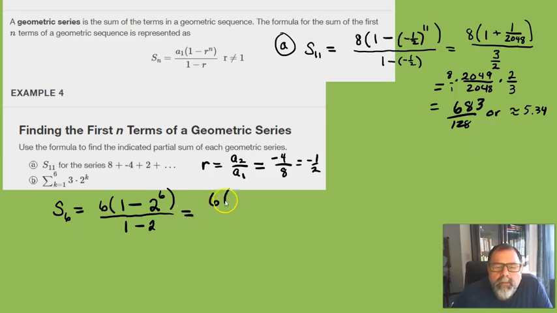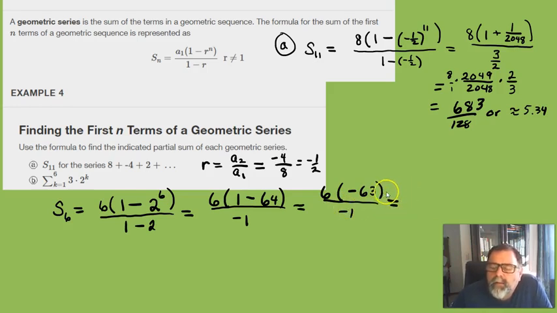So we get 6, 1 minus, let's see, 2, 4, 8, 16, 32, 64. 1 minus 2 is minus 1. So that'd be 6 times negative 63 over negative 1. So the negatives cancel, and we get 6 times 63, which will be 360, 378.